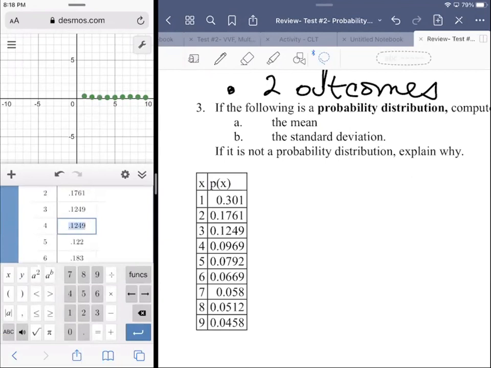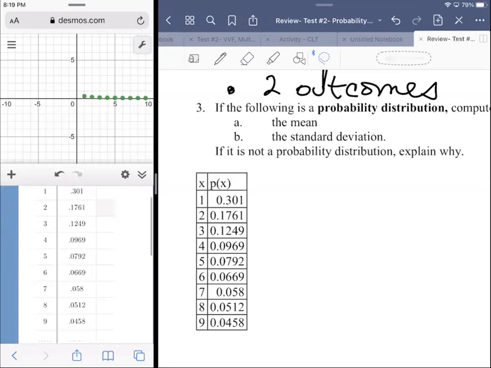0.1249, then 0.0969, 0.0792, that's the 5th one, okay. Then 0.058, 0.0512, and then 0.0458. All right, I got that stray value there. I want to get rid of that, and then I definitely want to have another look. I'm going to kill that 0 in front there.